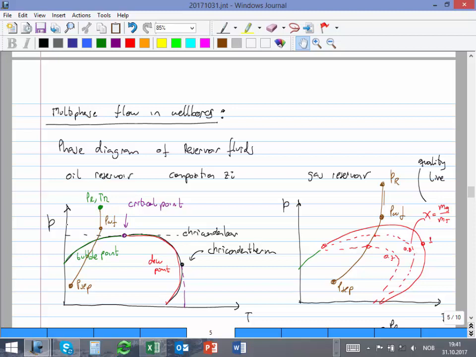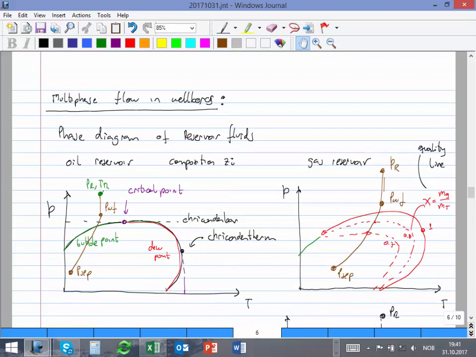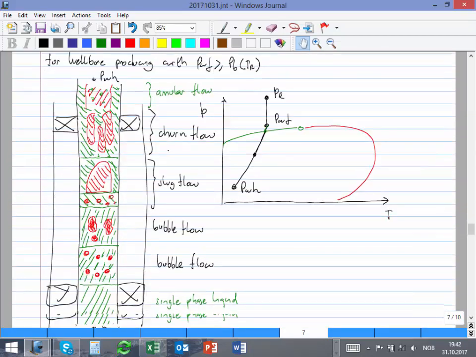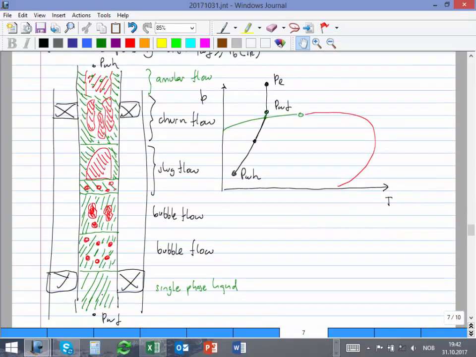Because you might start with single phase, under saturated liquid or under saturated gas, but no matter what, due to the reduction of pressure and temperature, you go inside the envelope, and that's a big problem. You start having liquid and gas, and that causes some issues. First, this causes a different arrangement of the phases inside the pipe, depending on the amount of gas and the amount of liquid that you have.